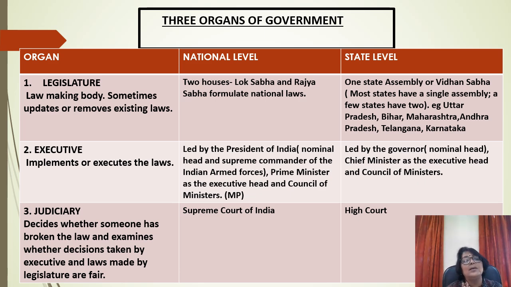And the third important organ is the judiciary, and the role of the judiciary is to decide whether someone has broken the law and to examine whether laws made by the legislature and decisions taken by the executive are valid and fair.